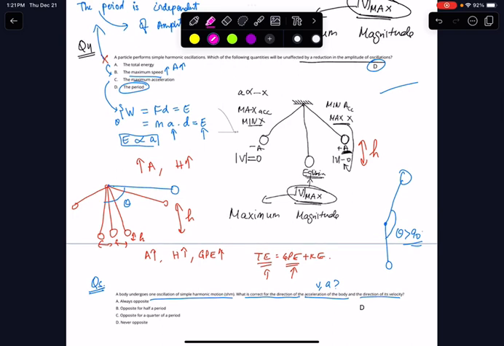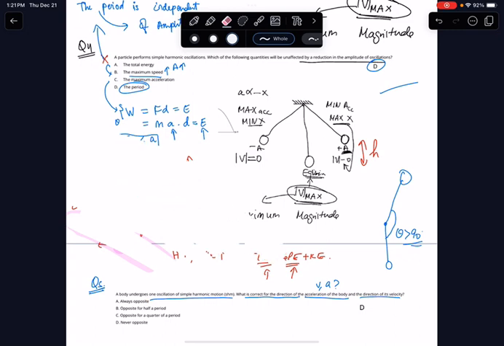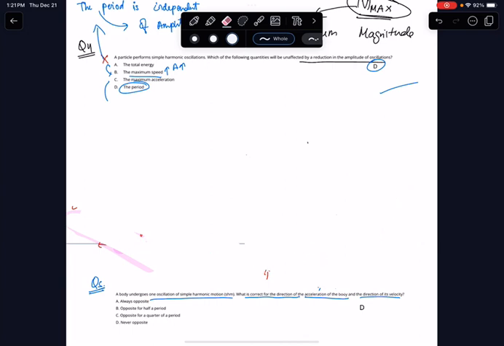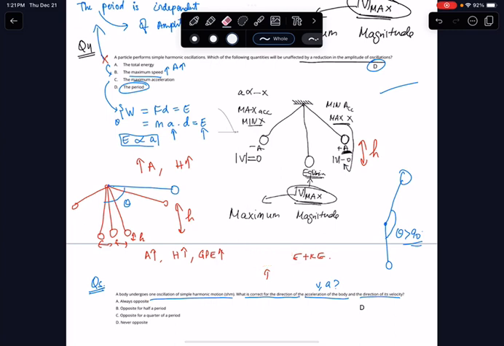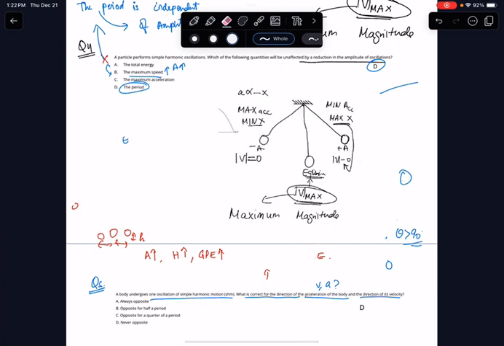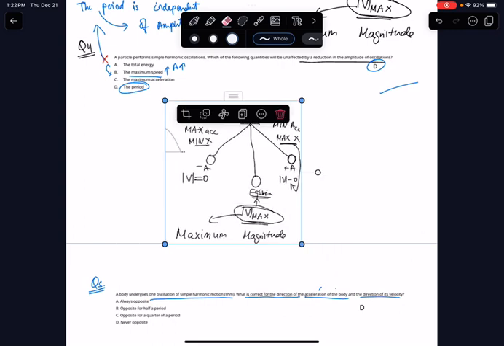I will erase this over here to get some space. And if you want to copy this, you can just rewind back and copy all this. Now, we're going to just use this diagram again.